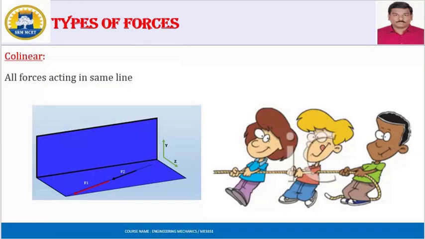The second one is collinear forces. All forces act in the same line. See here in the diagram, F1, F2 act in the same line. I can draw another force, F3, which is also in the same line of action. So it is called collinear. See here, the force directions F1, F2, F3. All three forces act in the same line. So that is called collinear forces.